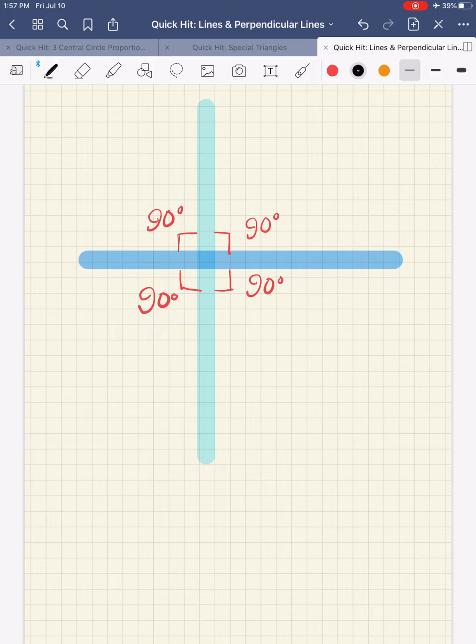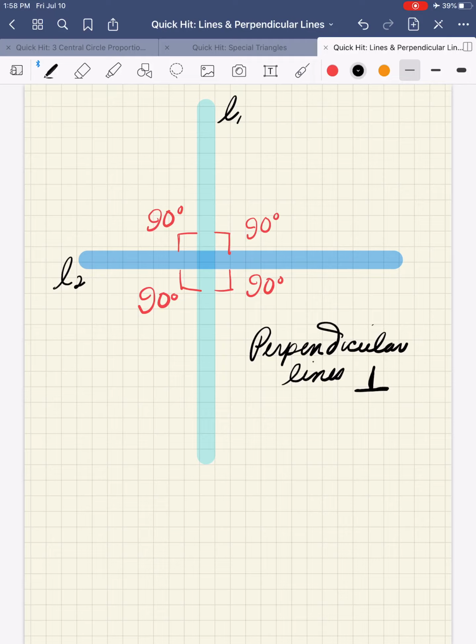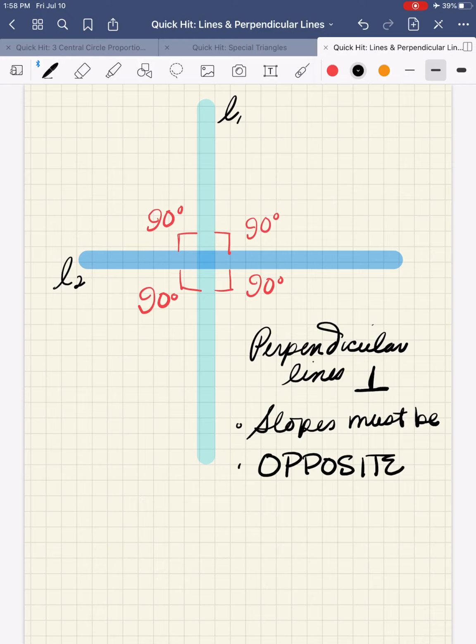And the slope of the first, I'll call this L1, will be the opposite reciprocal of the slope of the second, which I'll call L2. So I'll write that down. For perpendicular lines, that is, two lines that meet at 90-degree angles, and the notation for that is an upside-down T, the slopes of those two lines must be opposite, they also must be reciprocal.